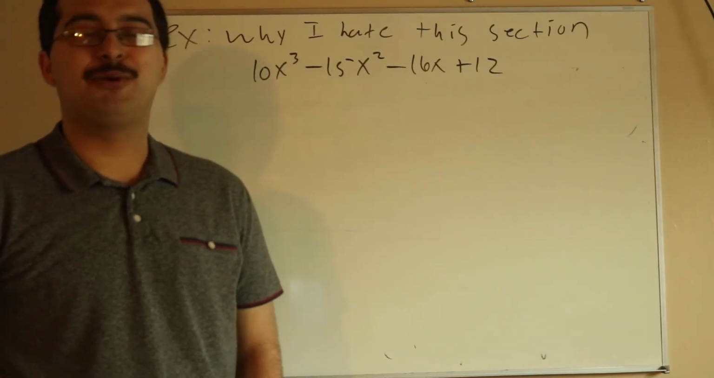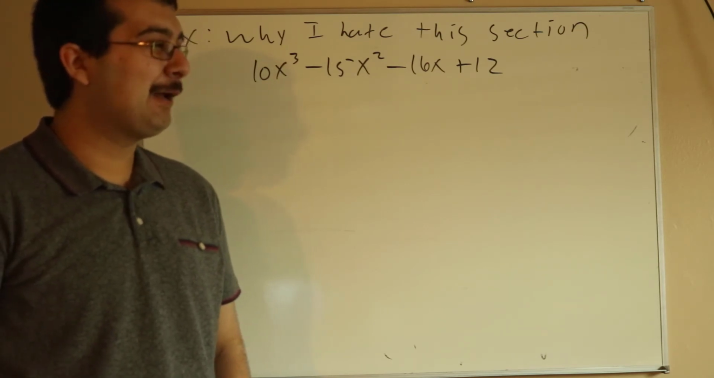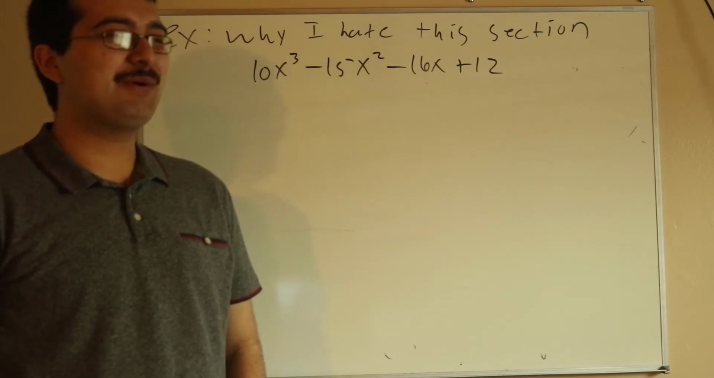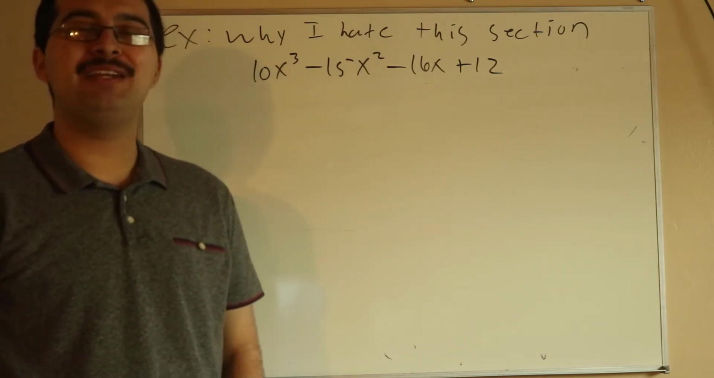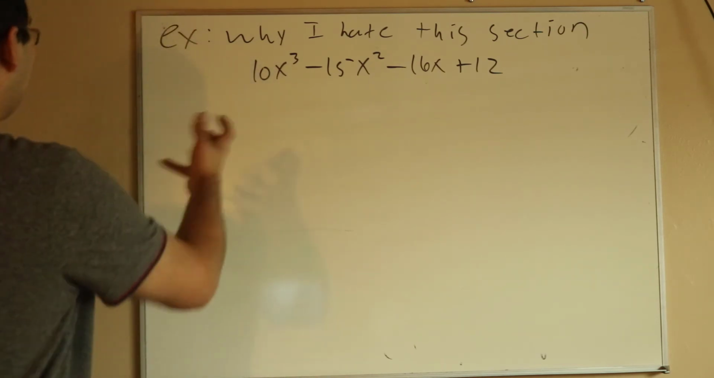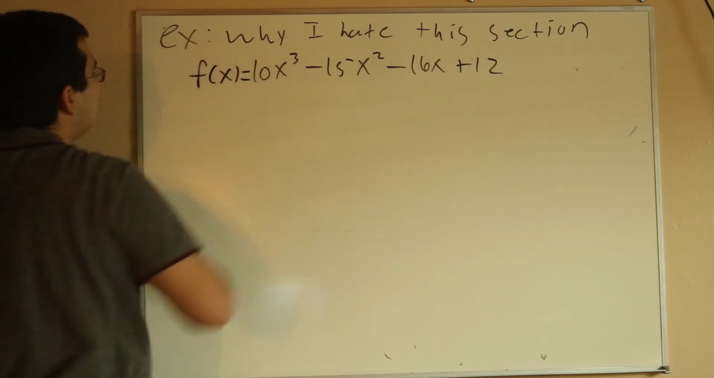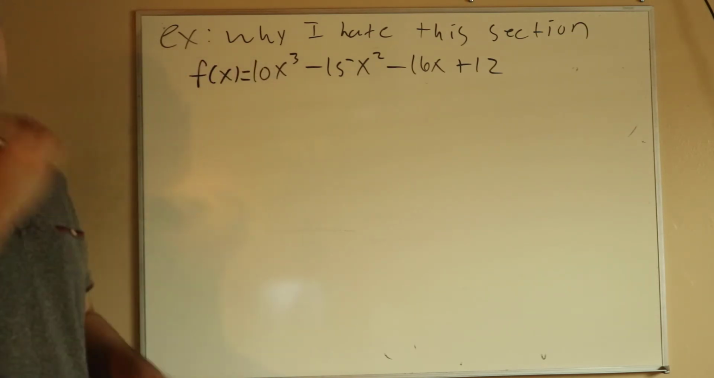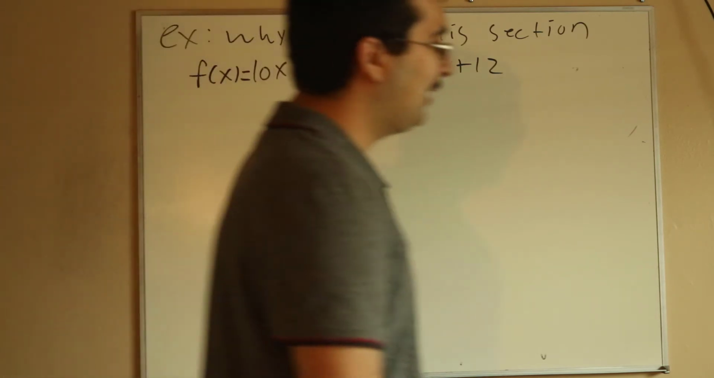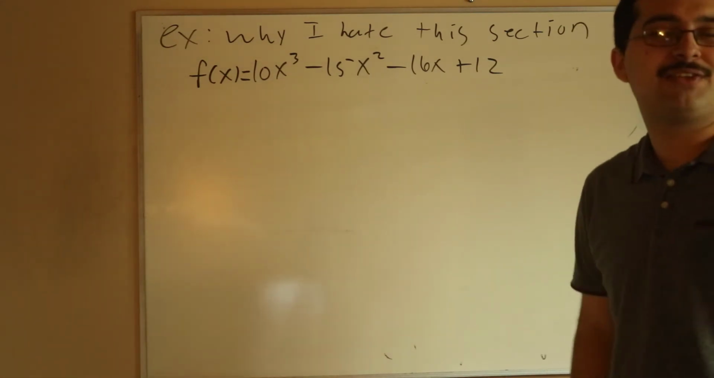Okay, so for our next example, I'm going to go ahead and just be honest with you guys. I hate this section, and why I hate this section is going to be perfectly embodied with this following example. Alright, so let's go ahead and consider this polynomial function. f of x equals 10x cubed minus 15x squared minus 16x plus 12. All right, seems fine enough, right? And we want to factor this, let's say.